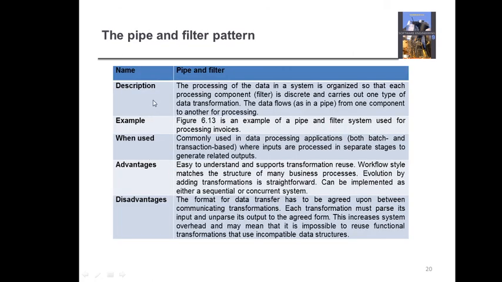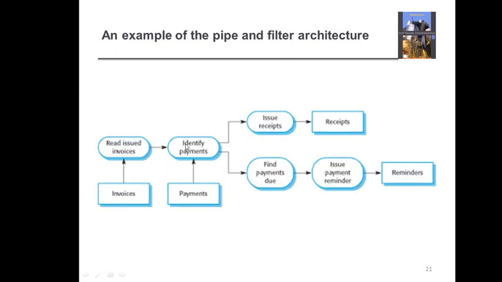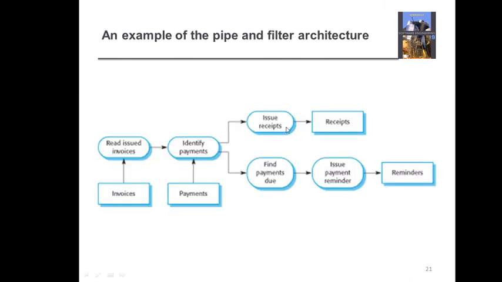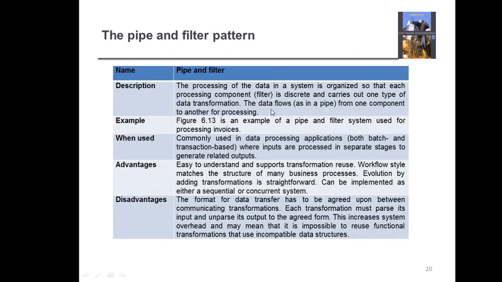So, the description: the processing of the data in a system is organized so that each processing component, that is a filter, is discrete and carries out one type of data transformation. So each step is acting as a filter performing some type of data operation or transformation. The data flows as in a pipe from one component to another for processing, from one step to another, and another, right? An example is processing invoices here.